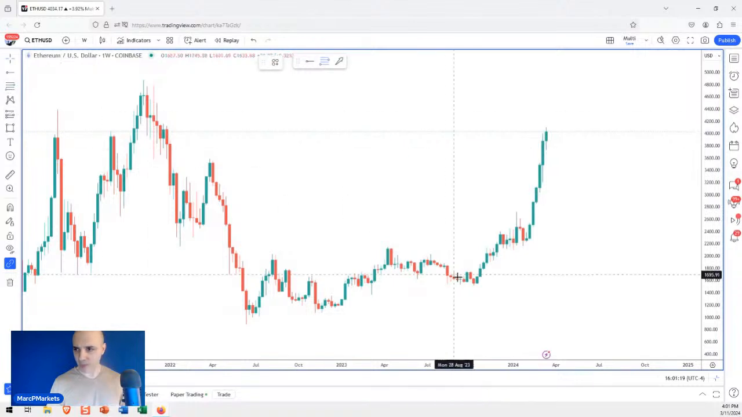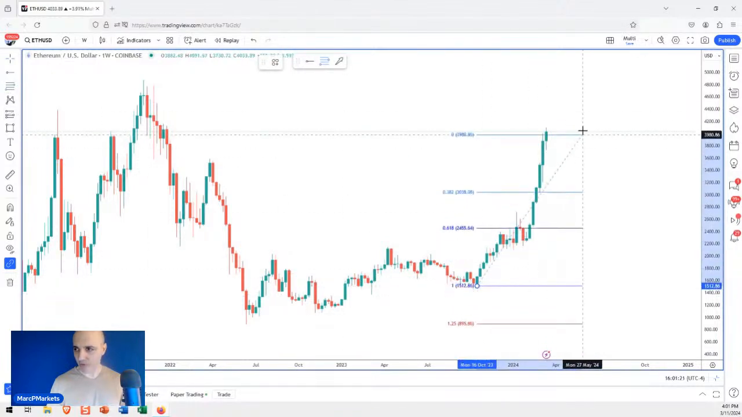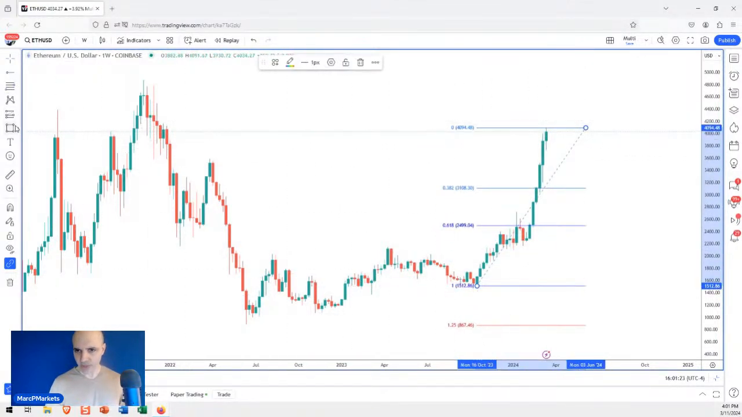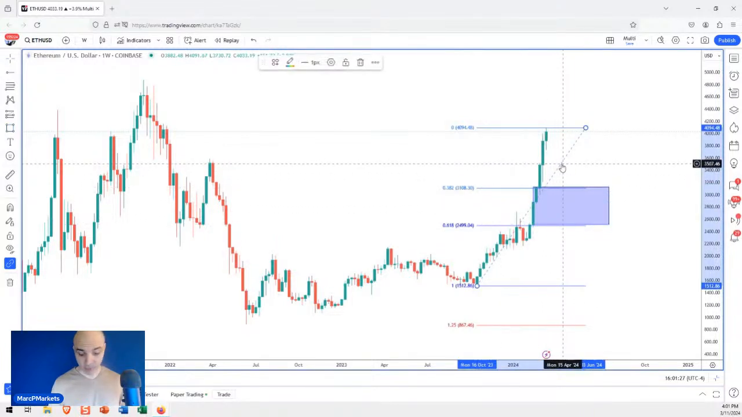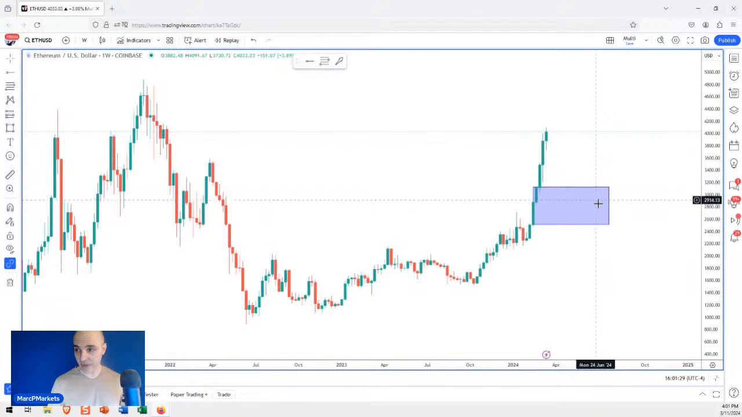So the first thing you say is, okay, so what next? What do you do here? Well, look for your supports. This is going to be your support zone right here. See that? That's going to be your zone. So if there's going to be any pullback, this would be the ideal location to be waiting for.